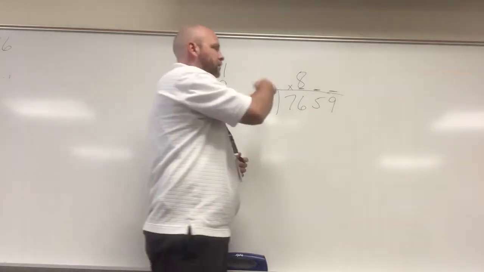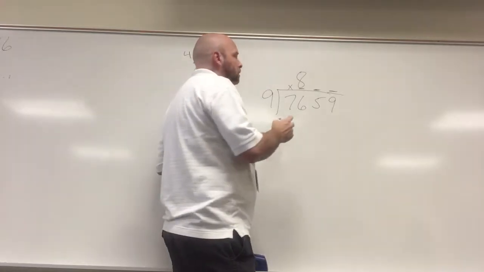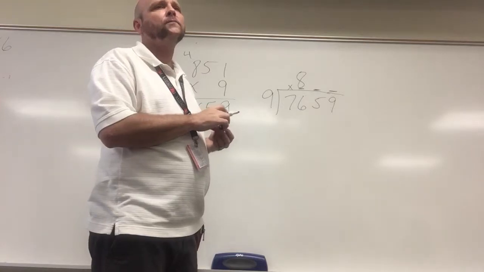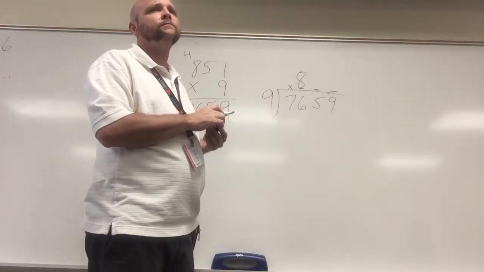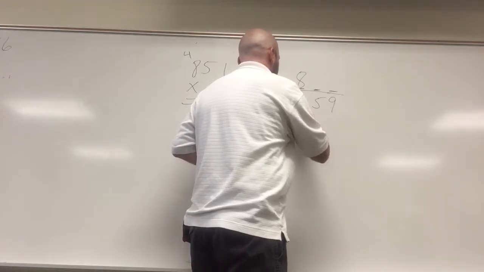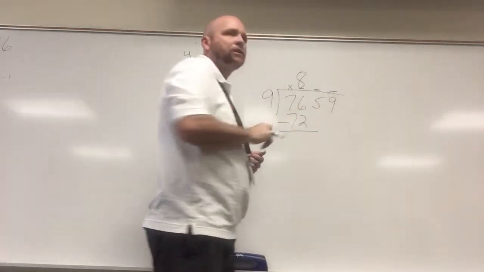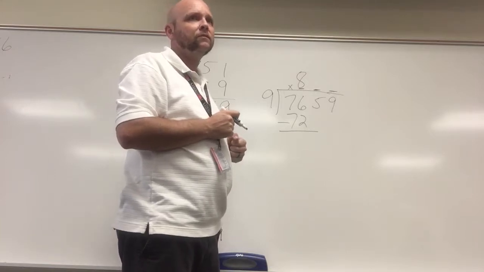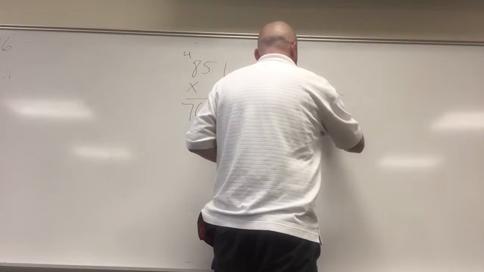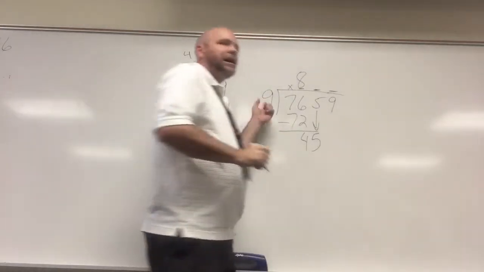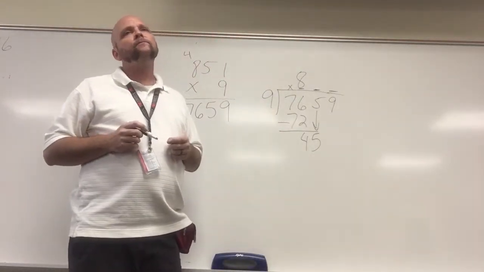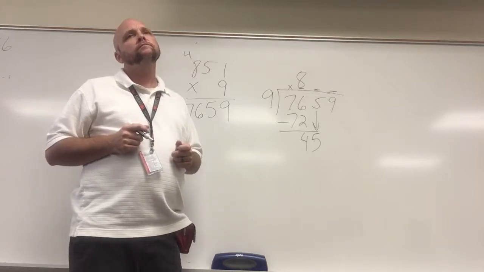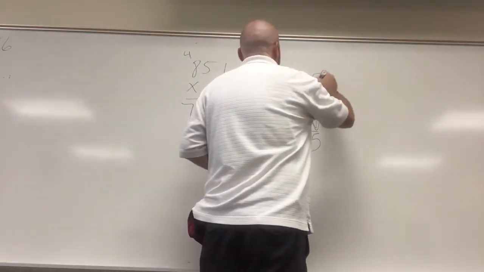And 8 times 9 is? 54. No, 8 times 9. Look on your chart. 8 times 9. 72. Awesome. Then we subtract. 6 minus 2 is? 4. We bring down the 5. How many times does 9 go into 45? 5 times. 5 times 9 is?